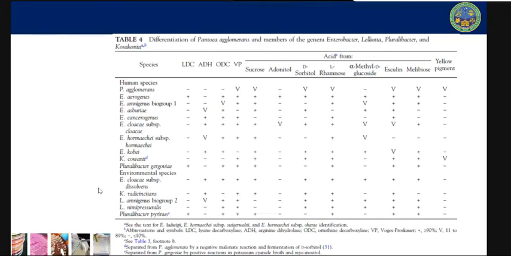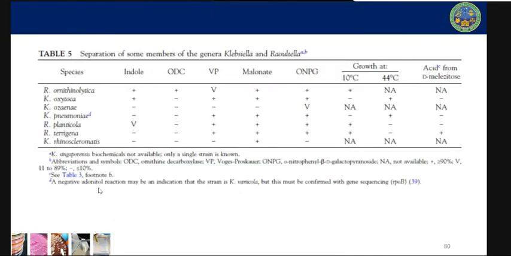More common in our institution is your Enterobacter cloacae subspecies dissolvens. We have isolated these already, as well as cloacae subspecies cloacae, cancerogenus, aerogenes, and agglomerans. The rest, we have not yet encountered.